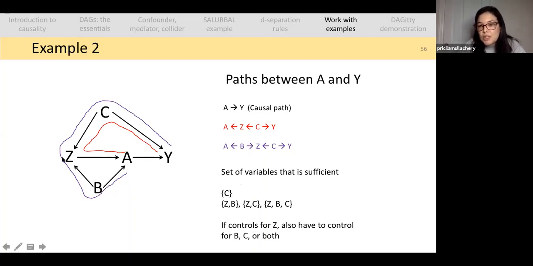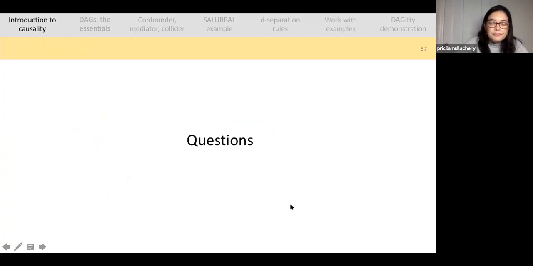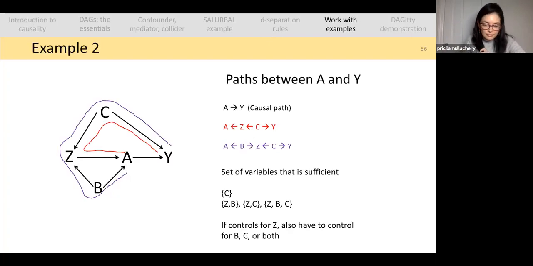If I need to adjust for Z for some other reason, because let's say Z is age or sex, and I need to adjust for that in my model, then you have to adjust for something else. This something else is either B or C, and that's what you have here. If you do adjust for Z, you have to adjust for B or C or both. Do you have any questions about this?